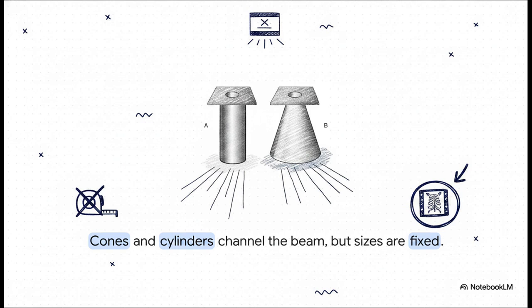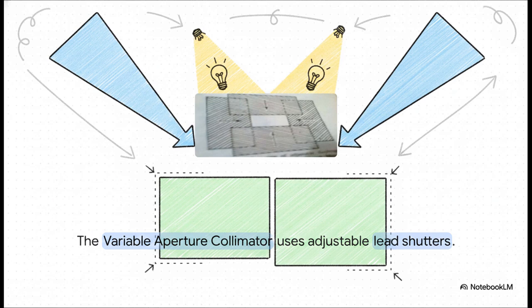Still, you're stuck with fixed sizes, so they're only really good for very specific exams. Enter the modern gold standard, the variable aperture collimator. Instead of a fixed hole or some static tube, this brilliant device uses adjustable lead shutters. You can slide these shutters around to perfectly frame the exposure field into an infinite variety of rectangular shapes. It even shines a light onto the patient so the tech can visualize exactly where the X-rays are going to hit. This drastically cuts down that blurry penumbra and guarantees we're only exposing the precise area we need to see.